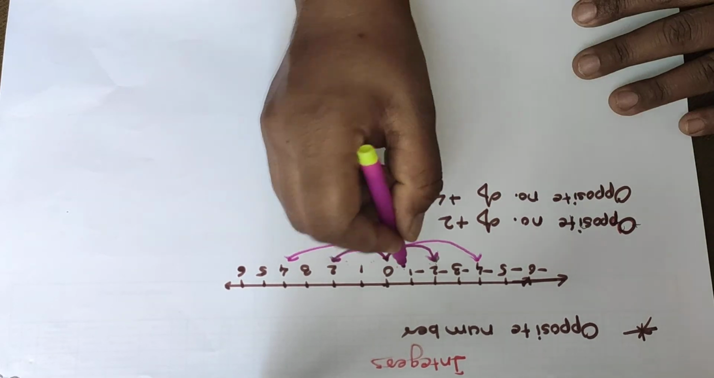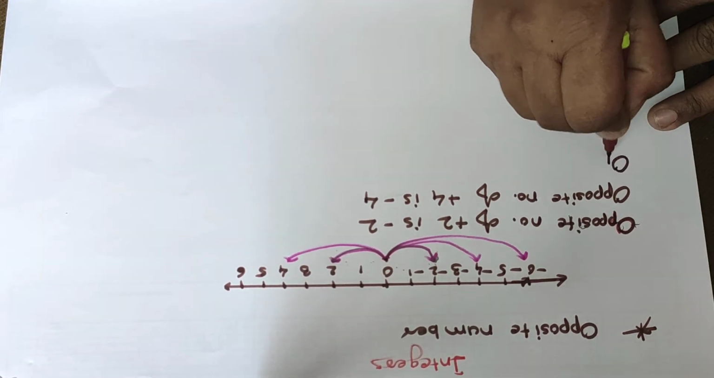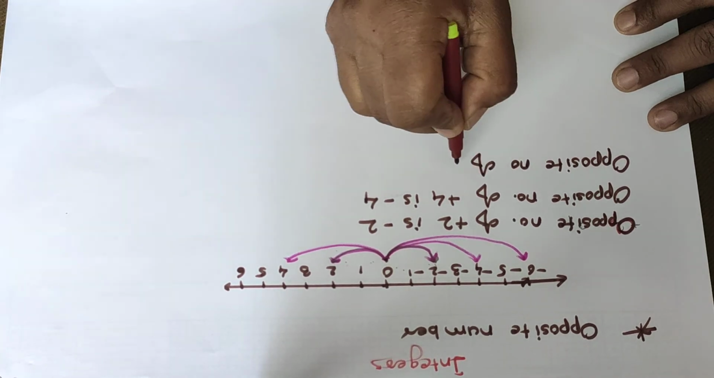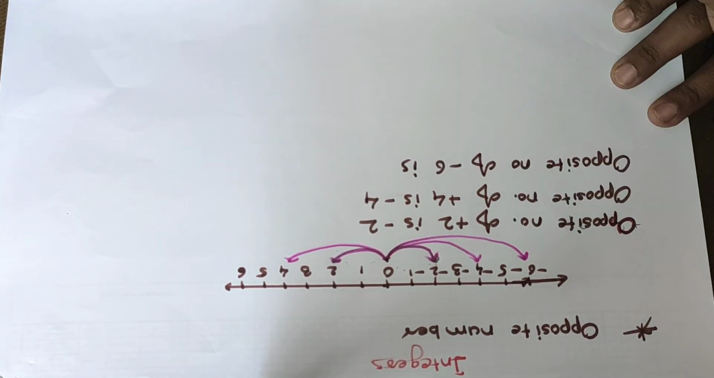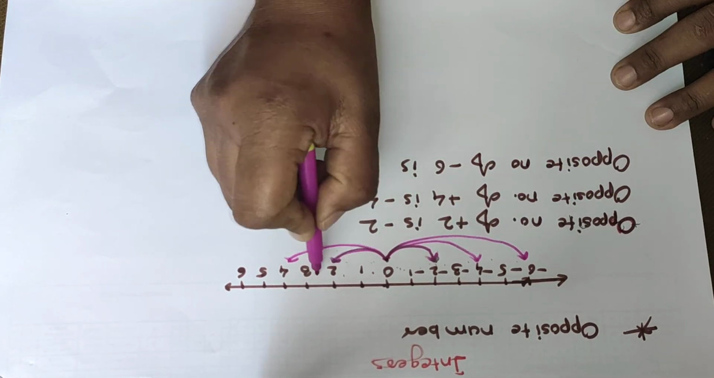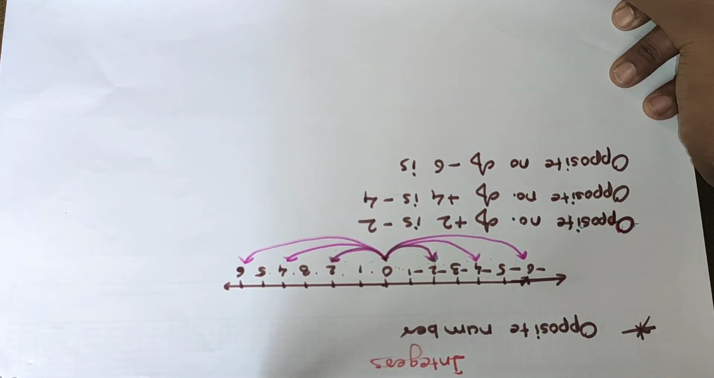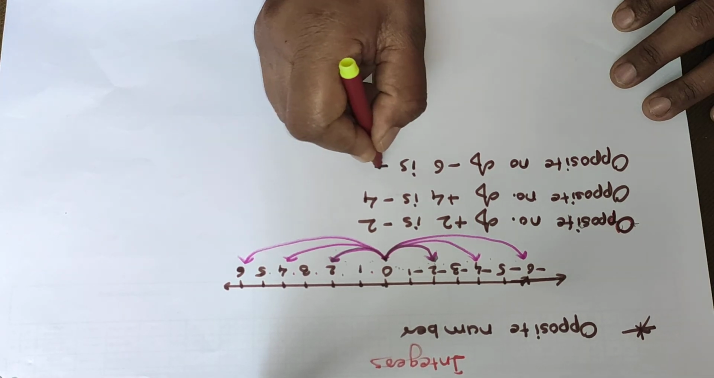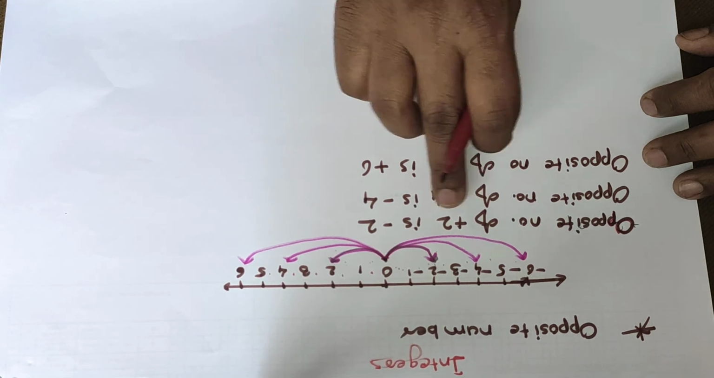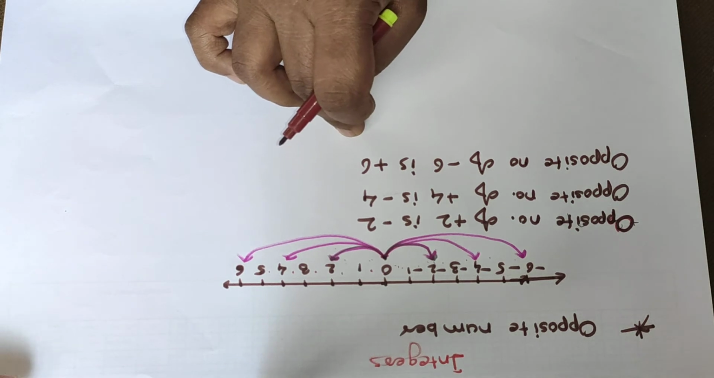Here from 0, this is minus 6. So here write the opposite number of minus 6. This is minus 6 and for its opposite number, 1, 2, 3, 4, 5, 6 gaps are here. After 6 gaps, which number is here? Plus 6. So the opposite number of minus 6 is plus 6. In this way, we have to write the pairs of opposite numbers.